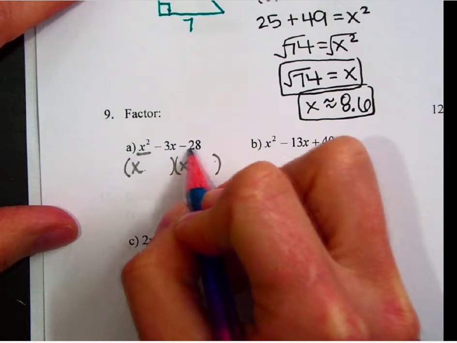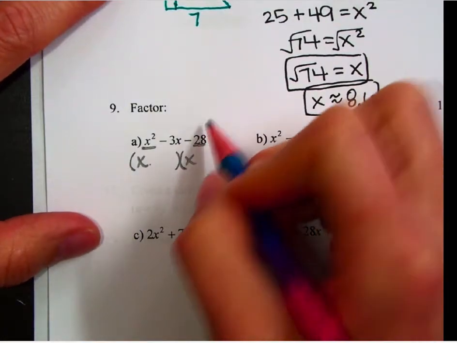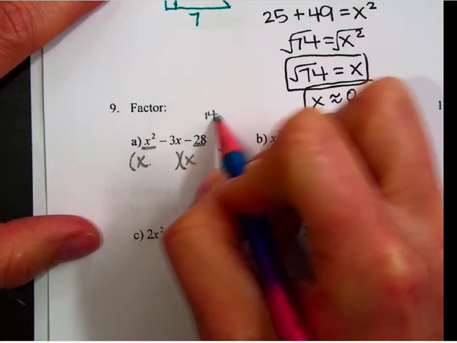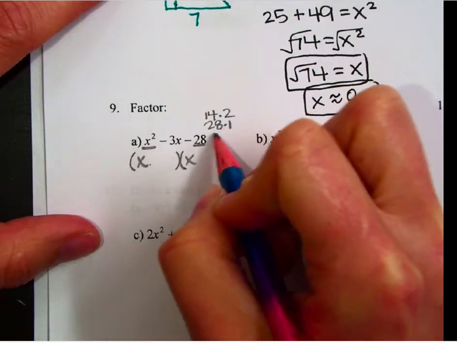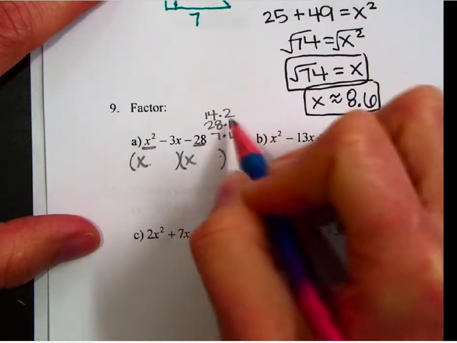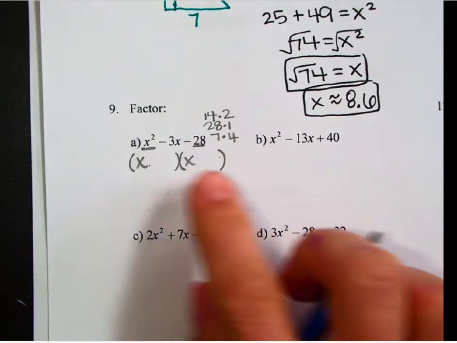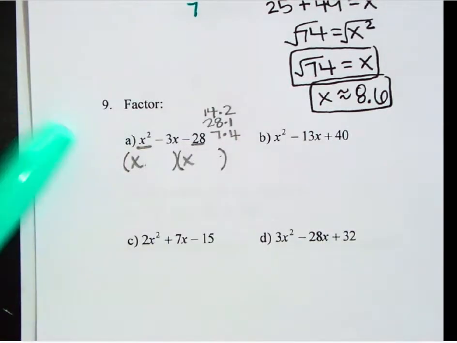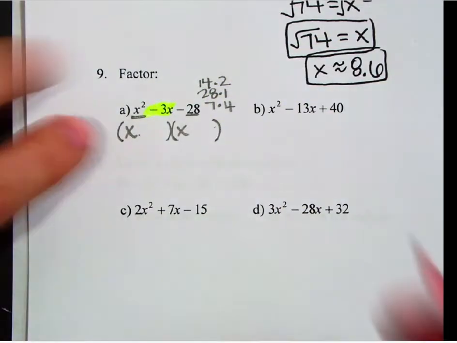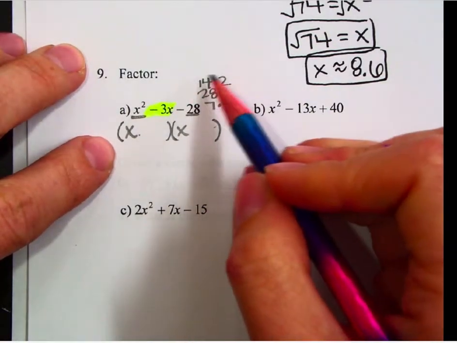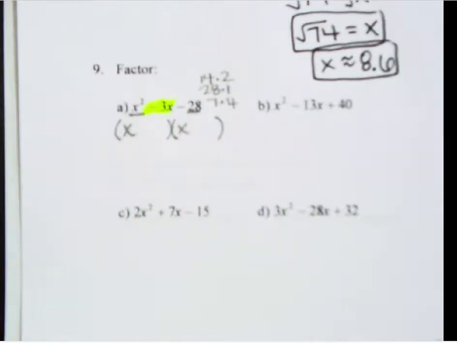Then we're going to jump over to 28 and think of the factors of 28. So we could use 14 times 2, we could use 28 times 1, 7 times 4. Any of these are going to be possible numbers that multiply to give us 28. But our goal is to add up to this middle number, negative 37. So I'm going to pick any 2 factors, and I'm going to show you what doesn't work, and I'll show you why.